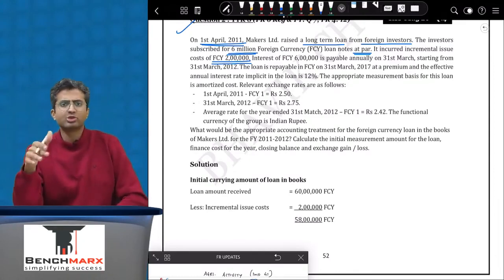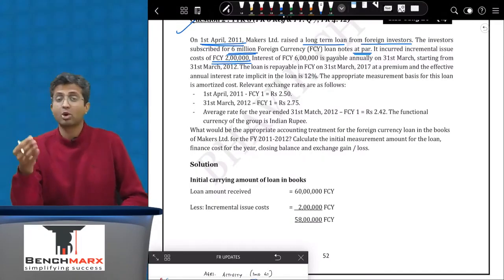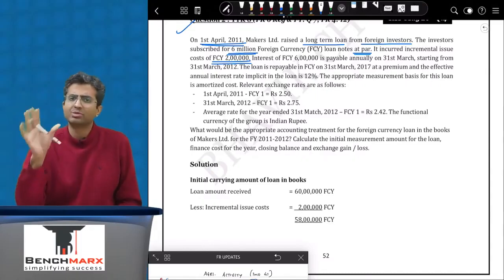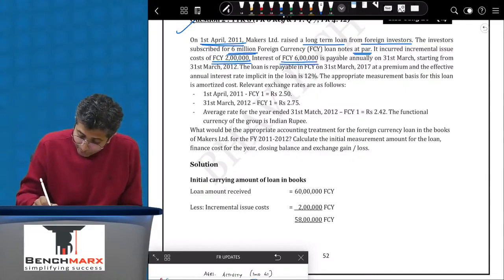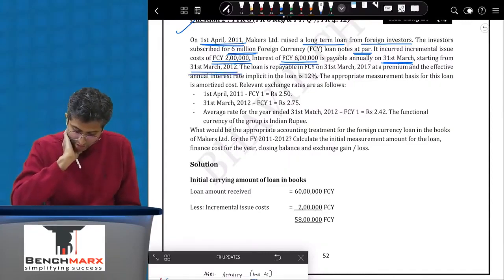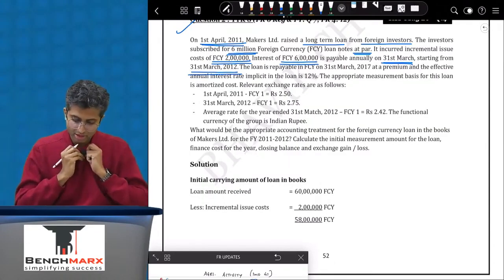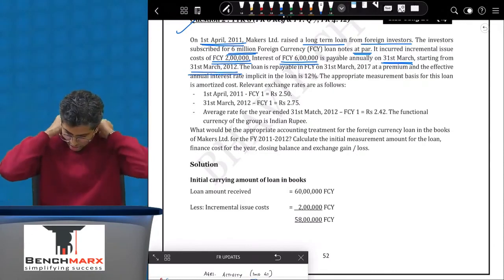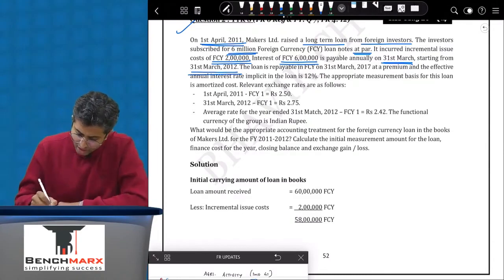If the liability is to be recognized using amortized cost, then this 2 lakhs has to be adjusted from the value of the liability. If it is accounted using FVTPL, then this 2 lakhs will go to the P&L as per Ind AS 109. Interest of 6 lakh FCY is payable on 31st March, starting from 31st March 2012. Okay, the loan is repayable in FCY on 31st March 2017.